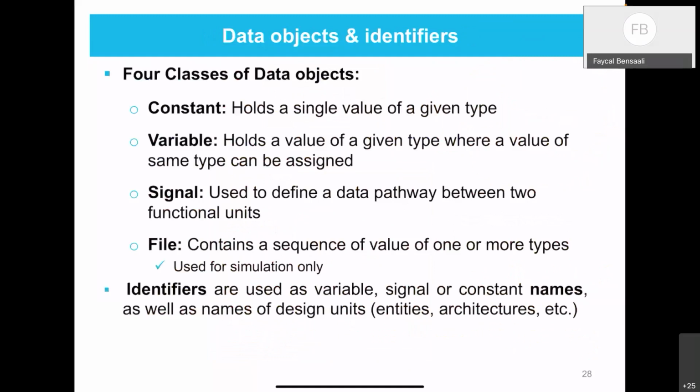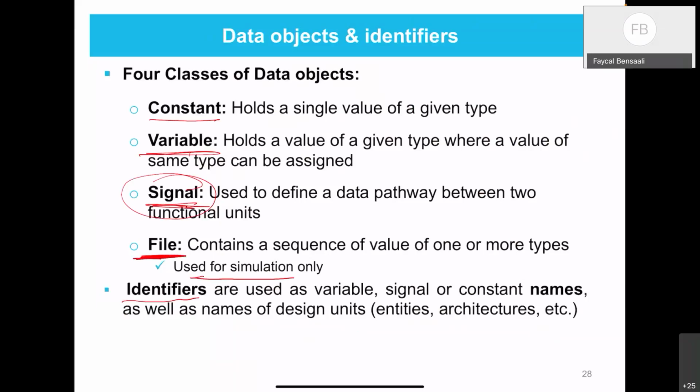Data objects and identifiers. Identifiers are basically the names that we give to the variables, the input and output ports, and your architecture. Those are the names chosen by the user, so we call them identifiers. Then the data objects that we can use are, like in C and C++, constant, variable, and signal. Signal is the most important one for VHDL, which I'm going to explain later. And we have files as well.